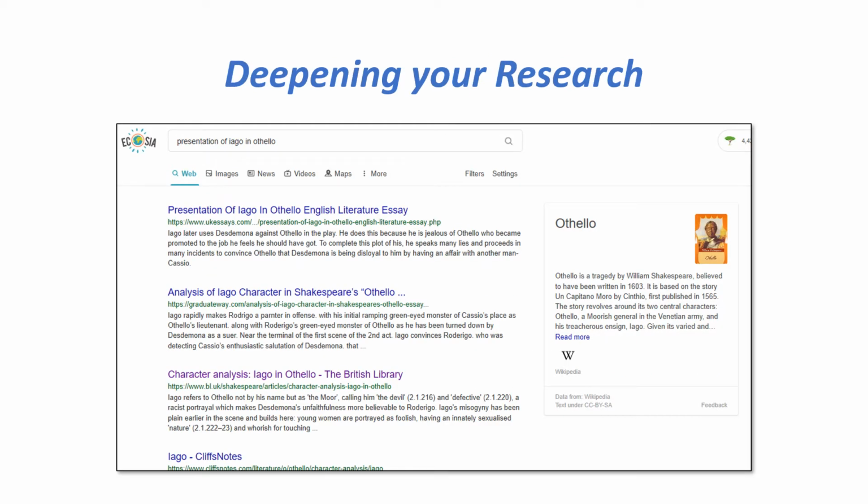To get those texts that are going to help you to push your understanding a little bit further, the first thing I would do is just do a quick search on an online search engine. The one I've put here is Ecosia because it plants trees. You can see that in my example, I've just quickly typed in presentation of Iago in Othello, and it's spat out a lot of different options for me here.